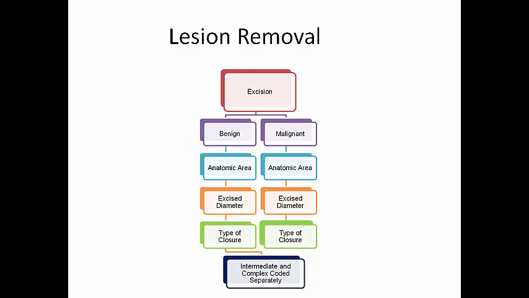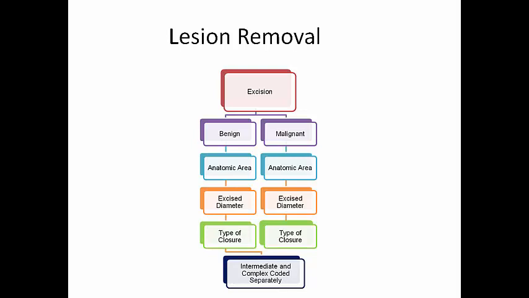The type of closure: is it simple, which is a single layer? Is it intermediate, which would be a layered closure? Is it complex, which would be more than a layered closure? Are they doing a graft? All that would depend on the documentation, and if it's a simple layered closure, that is included in the excision code. But if it's intermediate or complex, it can be coded separately.